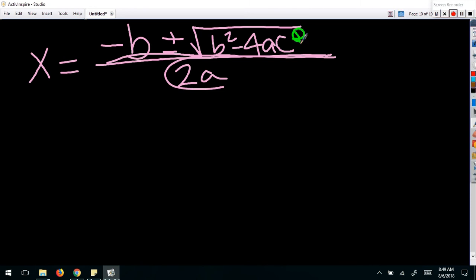Okay, start there. Then do the whole top. And then the very last thing you want to do is divide by the 2a. Okay, so you want to remember to go in the right order of operations here. All right, so let's do an example real quick.